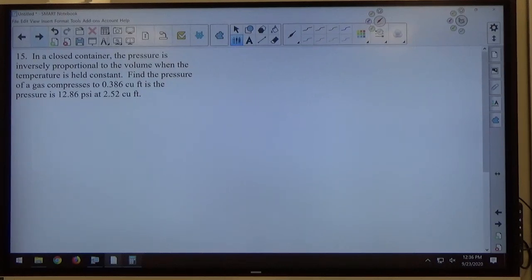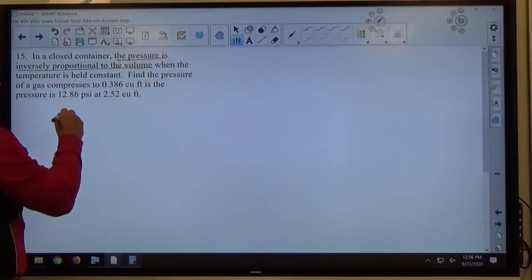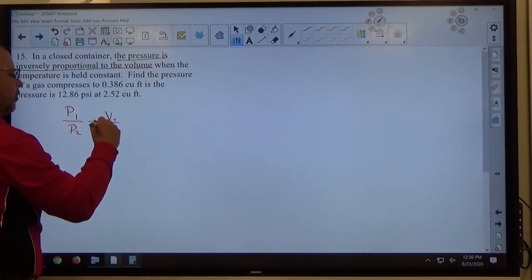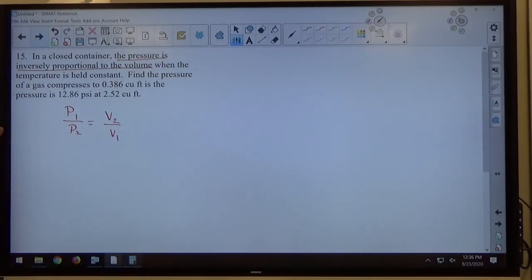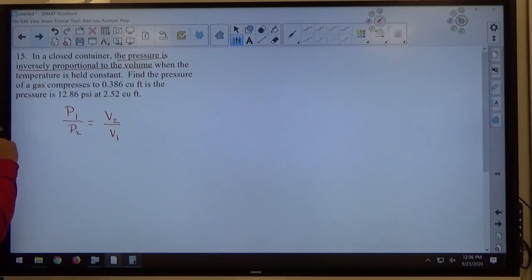Closed container, the pressure is inversely proportional to the volume when the temperature is held constant. So, pressure is inversely proportional to volume. That means P1 over P2 equals V2 over V1. Again, that's all it means. The subscripts get inverted. The first pressure is diagonal to the first volume. The second pressure is diagonal to the second volume. We're assuming the temperature is held constant here because it doesn't mention it.